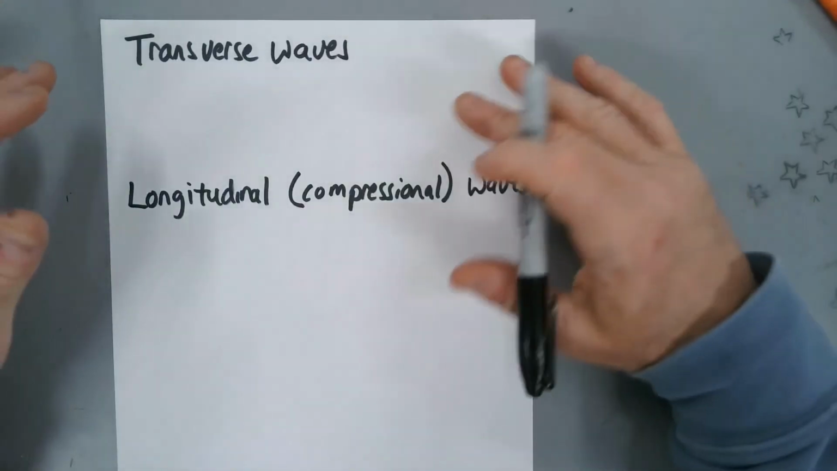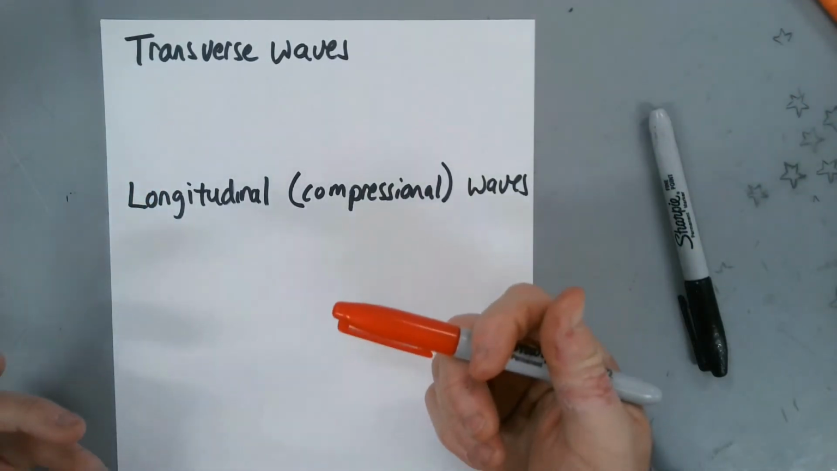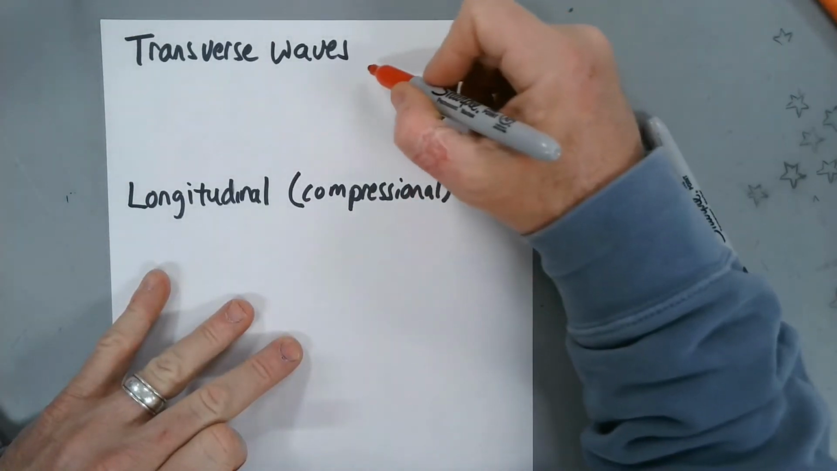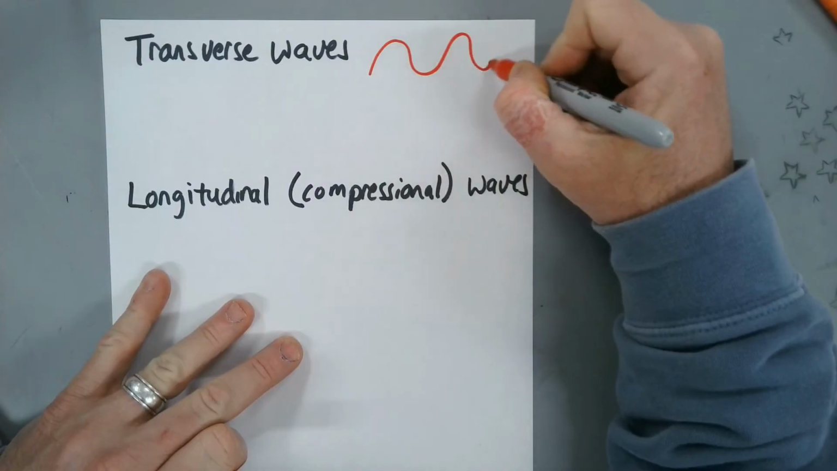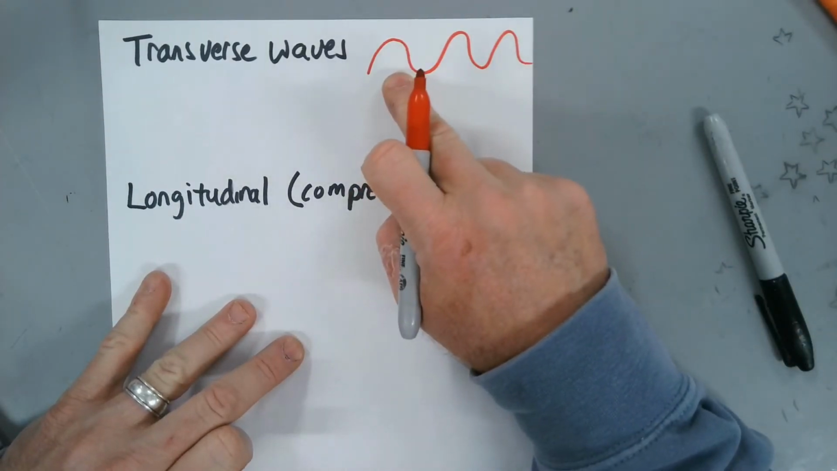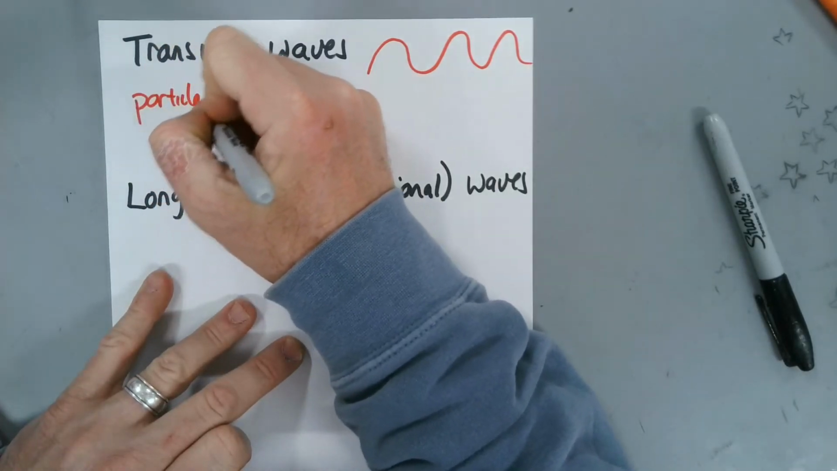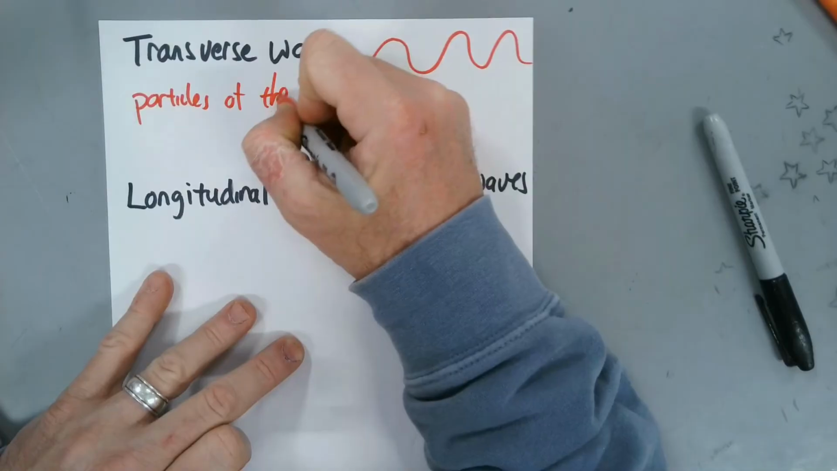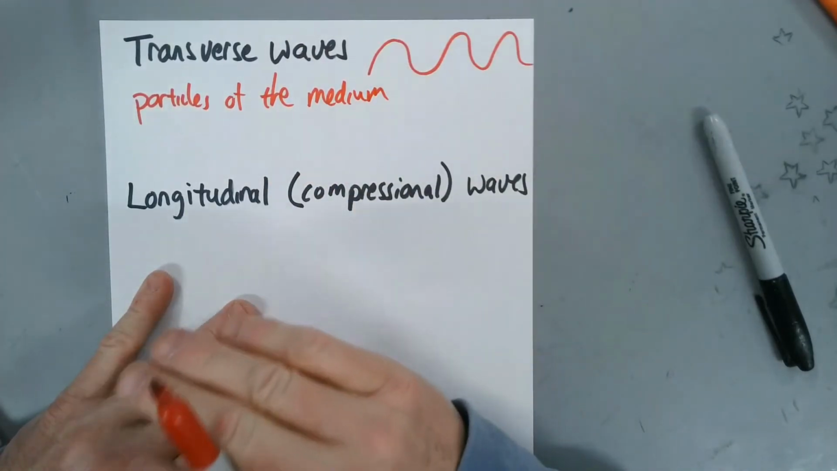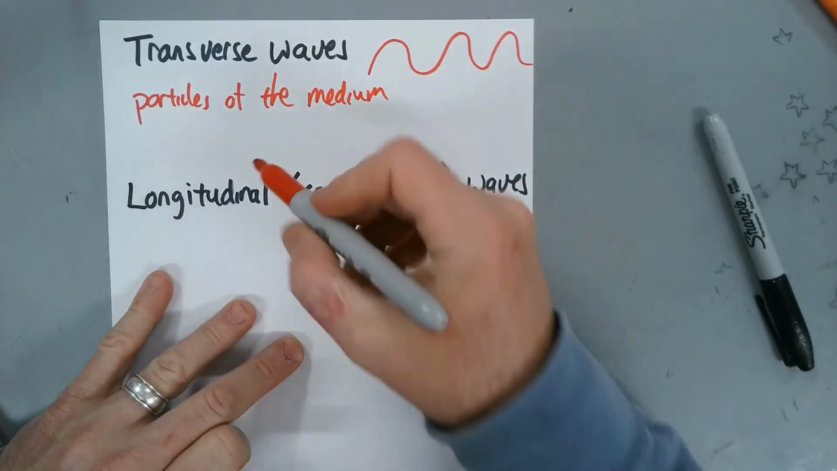There are two main categories of the types of waves. They're called transverse waves and longitudinal or compressional waves. A transverse wave is kind of what we think of. It looks like this. It's like waves on the ocean. What's true about a transverse wave is that the particles of the medium are moving at right angles or perpendicular to the motion of the wave.